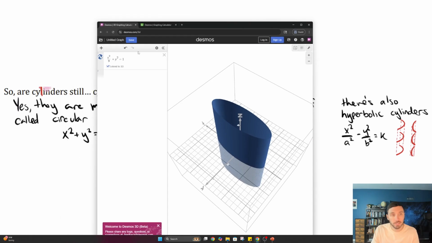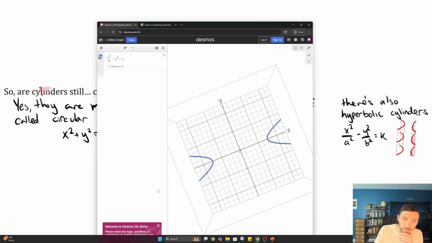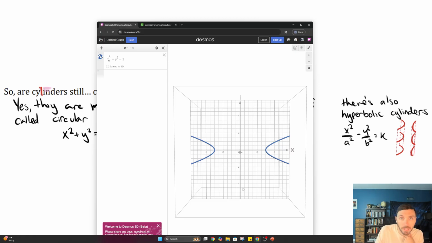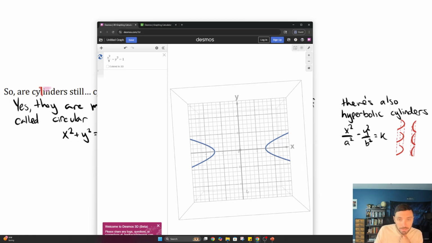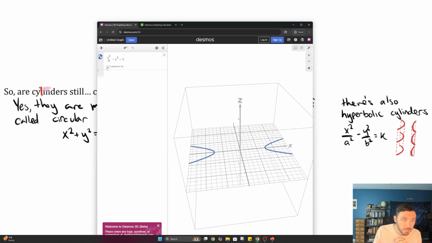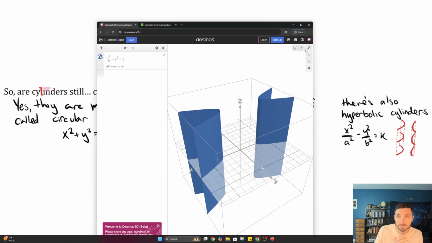And then you can also get a hyperbolic cylinder. So if you remember the hyperbola, it looks like this on the xy plane. And of course, you can do this on the xz plane or yz plane as well. But this is that bird's eye view of the xy plane. You can cylindrify it, and it would take on this shape, right?